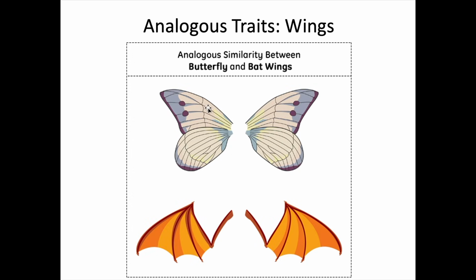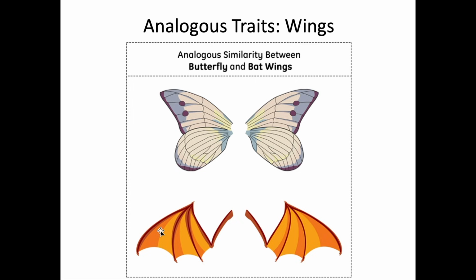Wings. These are butterfly wings. These are bat wings. They have a lot of similarities. These are paired appendages. They have a lot of surface area and are very flat and thin, which helps with the whole flying thing. And yeah, they both fulfill the same function of allowing these butterflies and these bats to fly.